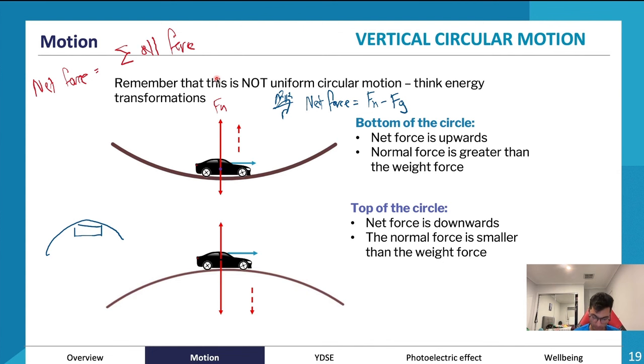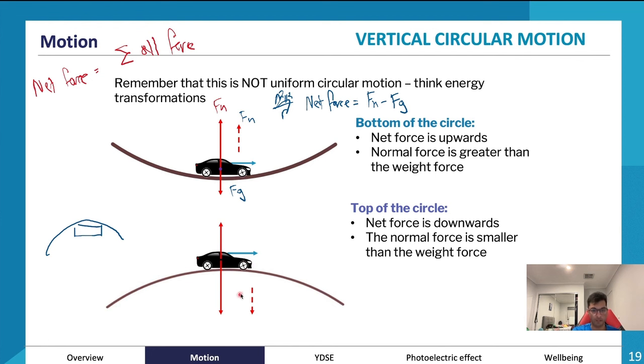So if that's the case, we know this is the force of normal, and this is the force of gravity. If you assume upwards is positive, then we know the net force is equal to the positive normal force plus the negative force of gravity.